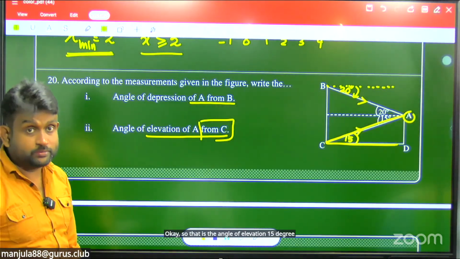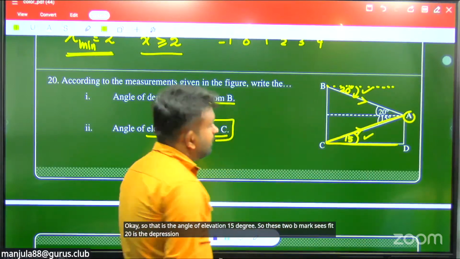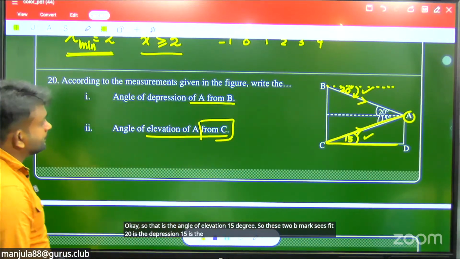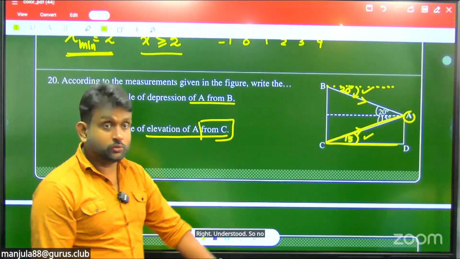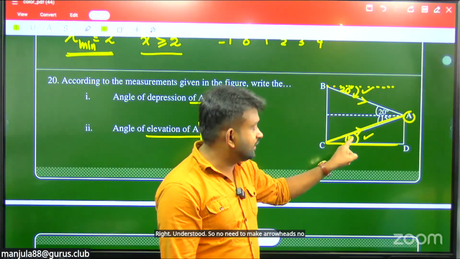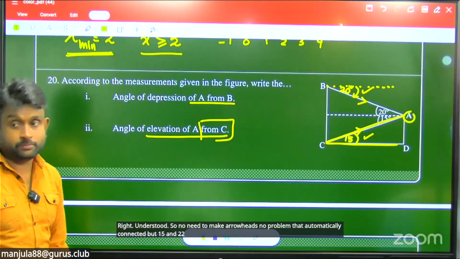So these two are to be marked. See, 20 is the depression, 15 is the elevation. Understood? There is no need to make arrowheads, no problem. They are automatically connected, but 15 and 20 must be marked as elevation and depression.